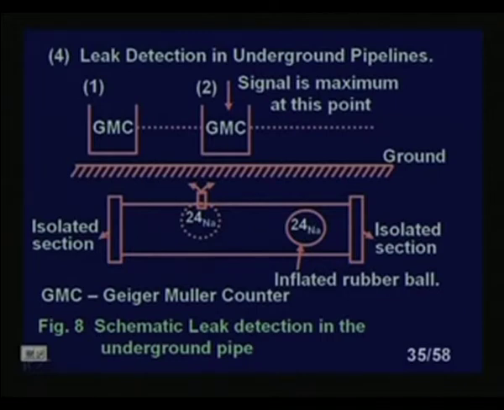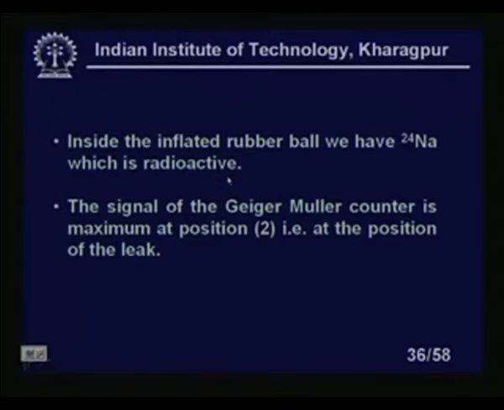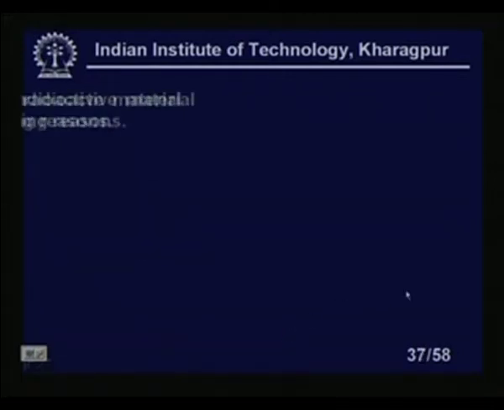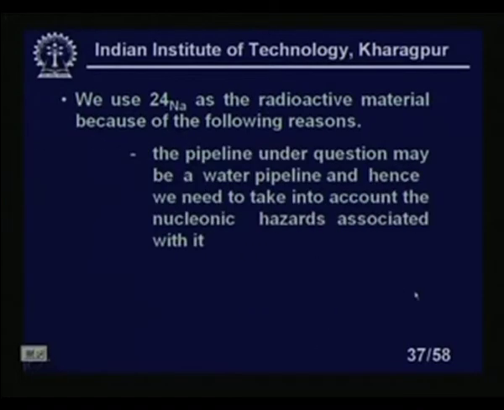Suppose here we have position 2, this is position 2. The signal at position 2 will be higher if there is a leak in the pipe, because the ball is slowly moving. So, I can detect the leak that way. The signal of the Geiger-Müller counter is maximum at position 2, that is at the position of the leak. We use sodium 24 as a radioactive material because of its half life basically.